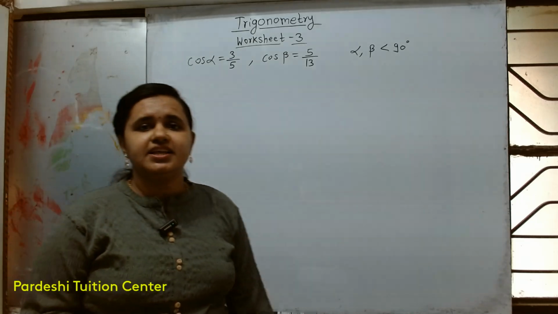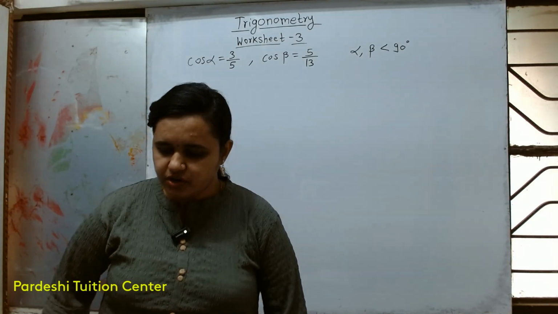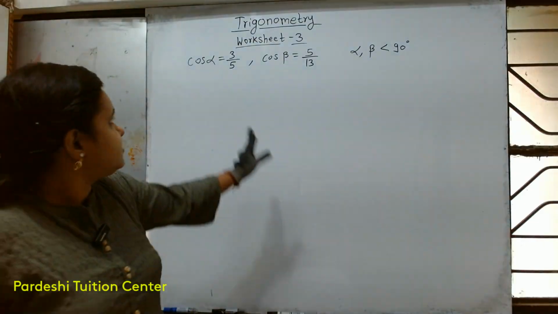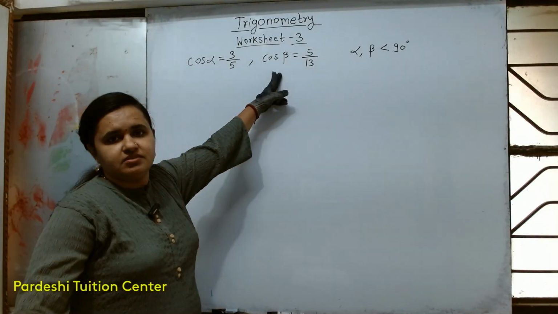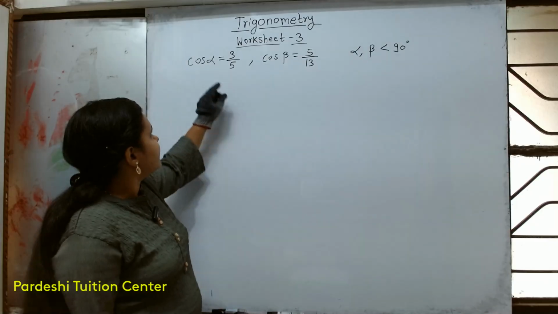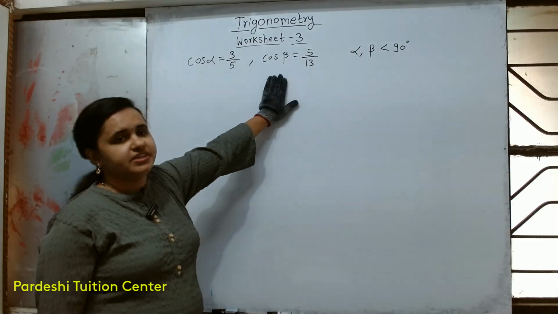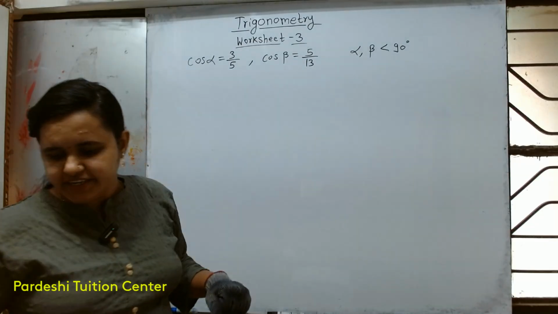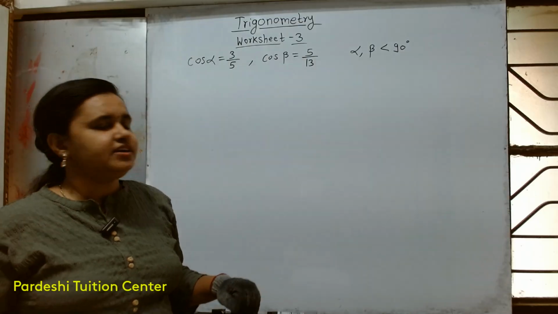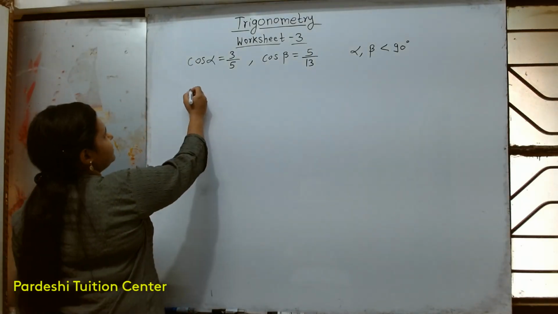Now, less than 90 degree means they are in first quadrant. Now, cos alpha is given, cos beta is given. So, we will calculate first sin alpha and sin beta. Okay. For 17, 18 and 19 question it will be needed. Okay. So, we will first calculate sin alpha.